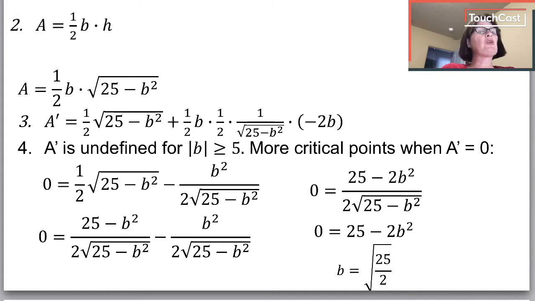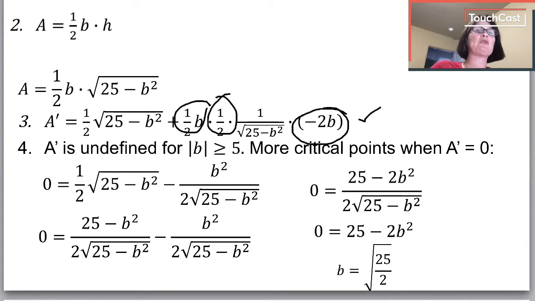Alright, so for critical points, I need to know where A prime is undefined, and that's going to be for any b whose absolute value is greater than or equal to 5, because that would make my denominator either 0 or the square root of a negative number. And I'm going to have to also look for critical points where A prime equals 0. So I took this A prime and I organized it a little bit. So this 1/2 b times 1/2 times negative 2b, I simplified to minus b squared over 2 times the square root of 25 minus b squared.